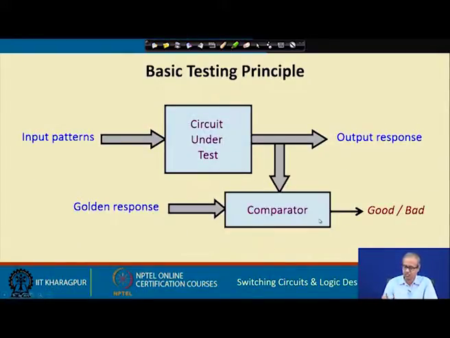So, this is the overall picture. Here we have a circuit that you want to test. We apply some input patterns, you get some outputs, you know what your expected output is, that is called the golden response. You compare the output response against the golden response, and if they match, you say it is okay. If they do not match, you can say that your circuit is bad, it is not working. Okay? This is a very overall simplified schematic diagram.